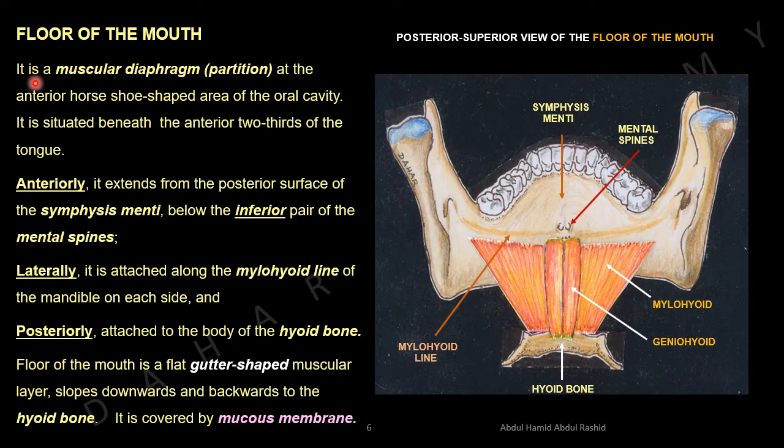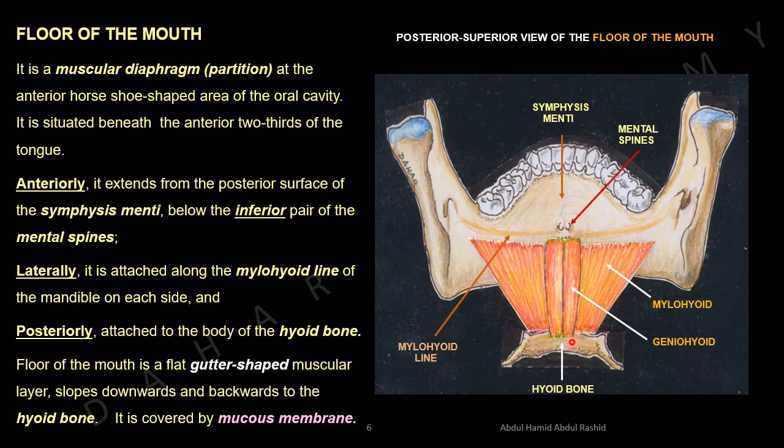Floor of the mouth. It is a muscular diaphragm that is partitioned at the anterior horseshoe-shaped area of the oral cavity. It is situated beneath the anterior two-thirds of the tongue. The extents. Anteriorly, it extends from the posterior surface of the symphysis menti, just below the inferior pair of mental spines. Laterally, it is attached along the mylohyoid line of the mandible on each side, and posteriorly, it is attached to the body of the hyoid bone.